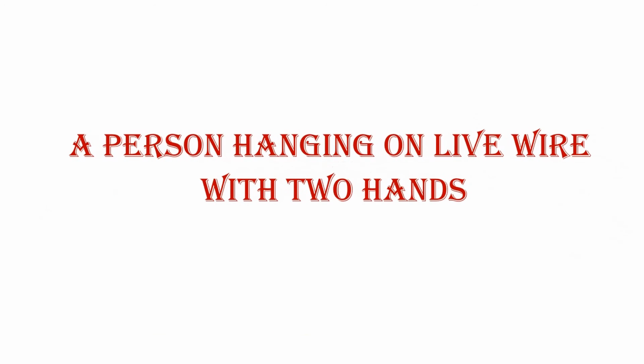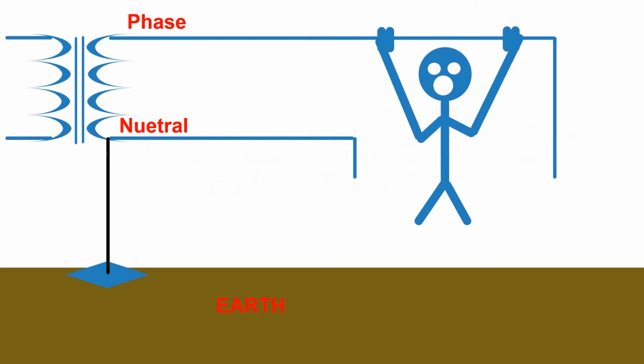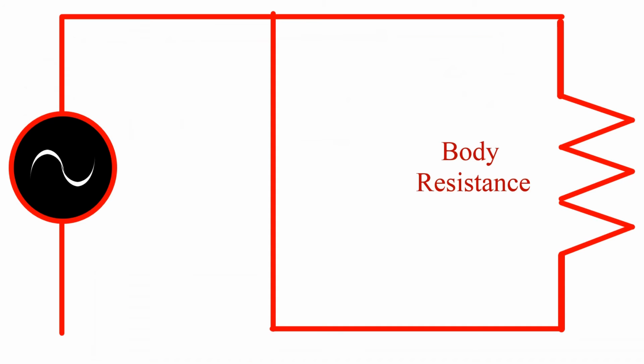Now consider this situation, where a person is hanging on a phase wire with two hands. Here, both his hands are at the same potential, so there is no potential difference between these two points, hence no current flows, and therefore the person is safe. So this is the equivalent circuit, and the voltage across the body is 0. And hence, the current is also 0.